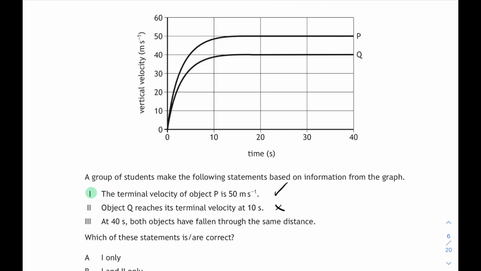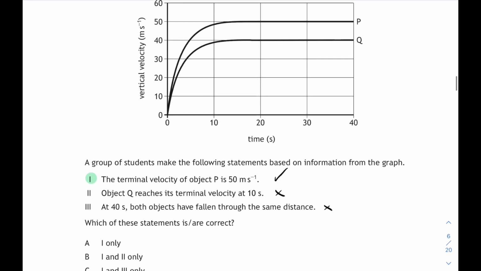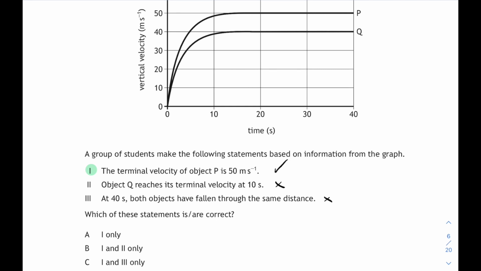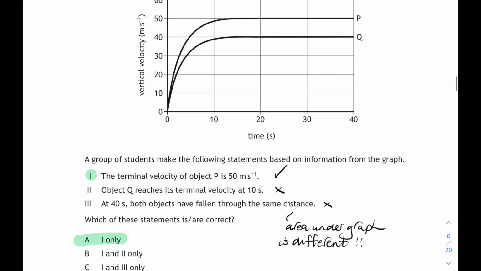Well, no it doesn't. It's just after 10 seconds, maybe 12, 13 seconds. That's incorrect. And statement 3. At 40 seconds, both objects have fallen through the same distance. Well, no they haven't, because remember, the distance gone from a velocity time graph is the area under the graph. And object P has got a larger area under the graph, so object P will have fallen through a greater distance. So if the areas are different, they haven't fallen through the same distance. So it's statement 1 only. That's answer A.